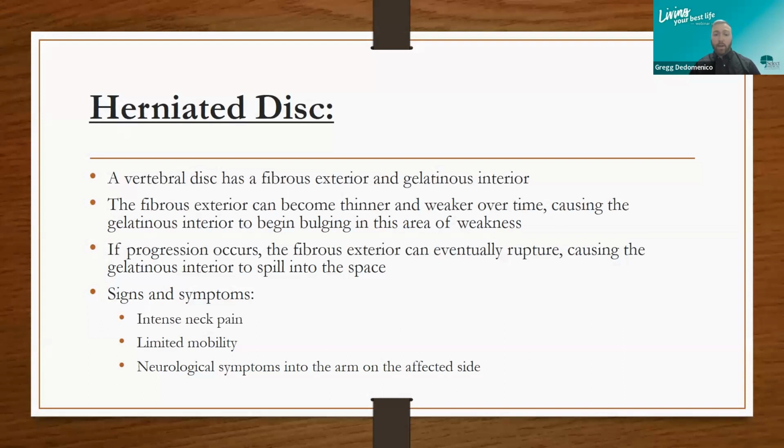area of weakness. If progression does occur, the fibrous exterior can eventually rupture, causing the gelatinous interior to spill into that space, obviously leading to more increased symptoms, as well as some neurological symptoms, in this case that can go down the arm on the affected side.